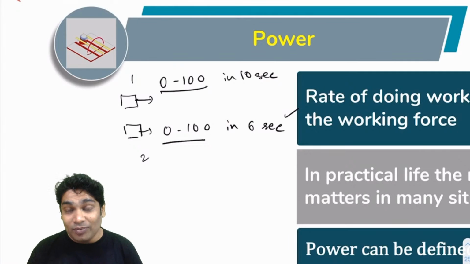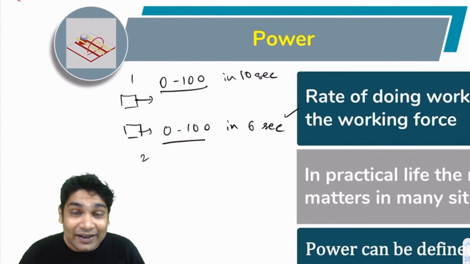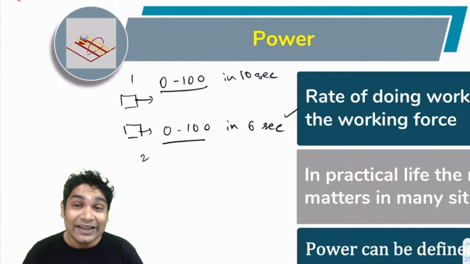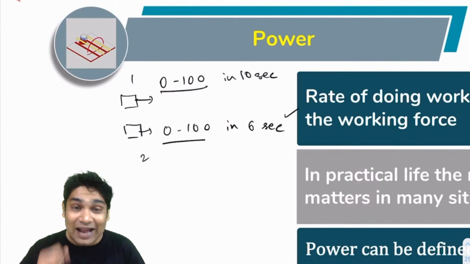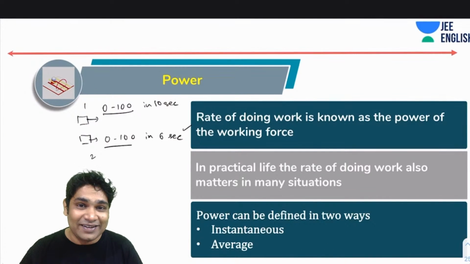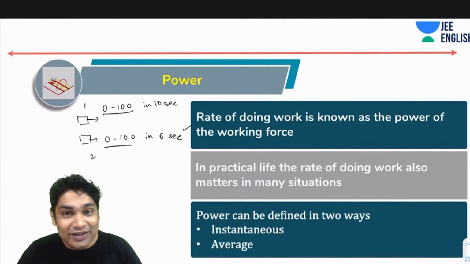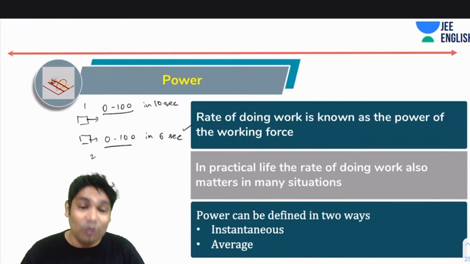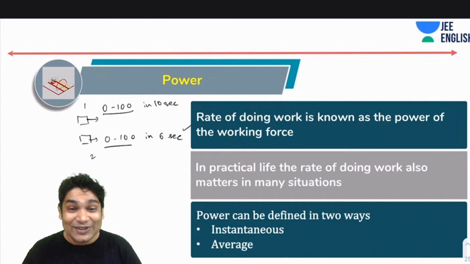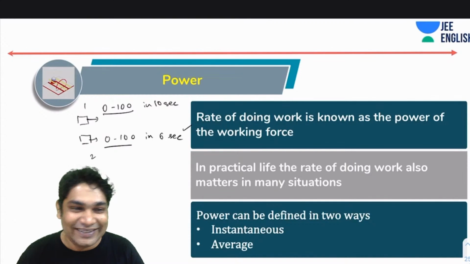So you realize many times in practical life, not only the amount of work being done is important to us, but the rate is also important. Sometimes I need work done faster. I may even want it done slower. It may be both ways. But it is important for me to know the rate at which the work is being done. So that is why we define a new quantity called power. Power is defined as rate of doing work. Yes, of course, it obviously costs more.